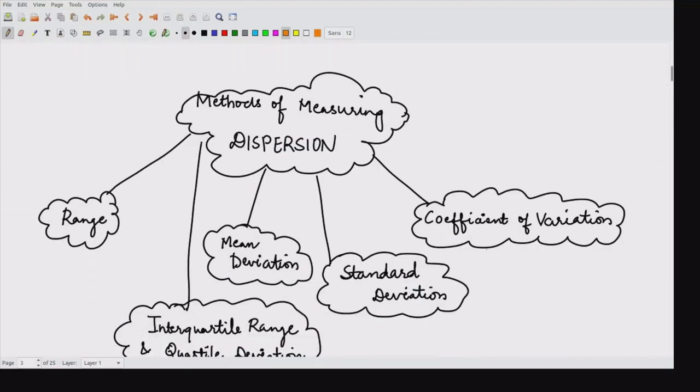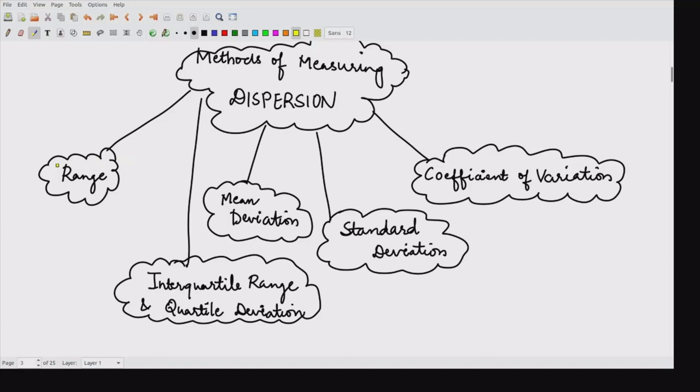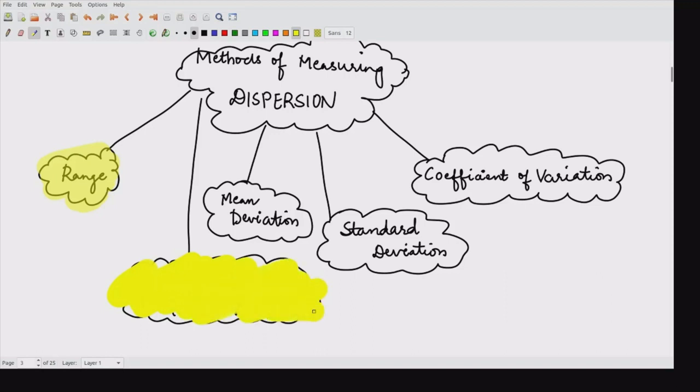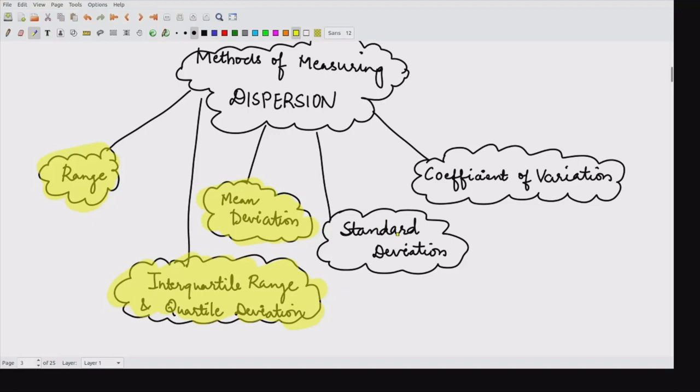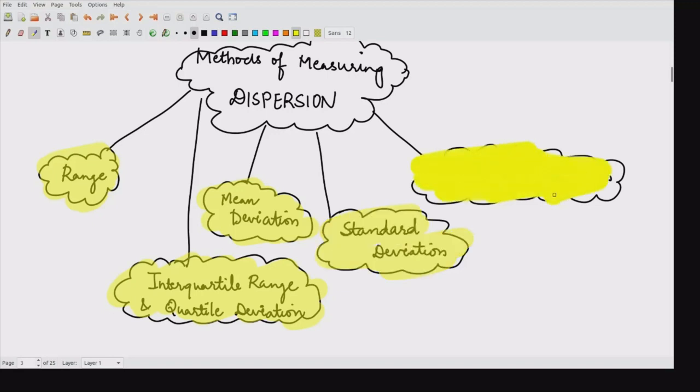So how many kinds of methods of dispersion are present here with us? Let us see the methods of dispersion. They are mainly these 5 types. First is the range. Second is the interquartile range and quartile deviation. Third one is mean deviation. Fourth one is standard deviation, and fifth one is the coefficient of variation. So these 5 quantities are present with us.